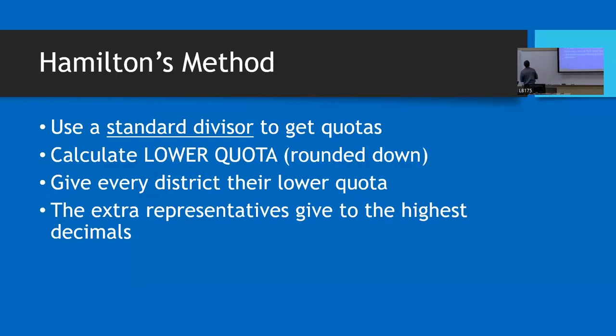Most of the time, we get a decimal version. So let's say we got 15.28 after we divided by the standard divisor. We're going to round that number down and say, well, that's 15. And we're going to give every district or every state their lower quota. That lower quota is the one where I lop off the decimal. Because I have given every state the lower quota, we're going to have some additional representatives that we need to allocate. And the way we do that is we give them to the highest remaining decimals. This will make a little bit more sense when we get into the details.